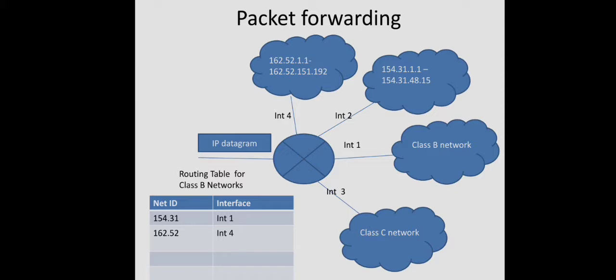So the first step to identify the network address is definitely to extract the destination address from this IP datagram, right? As you remember, the header contains the source and destination IP addresses. So extract the destination address. From that only we have to find out the network address of the destination.